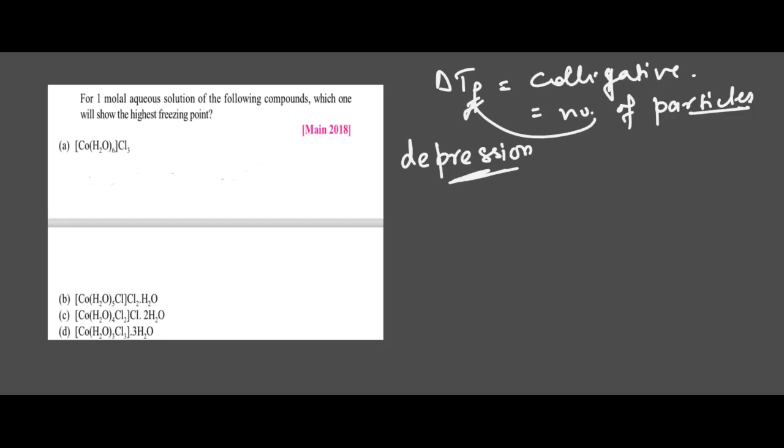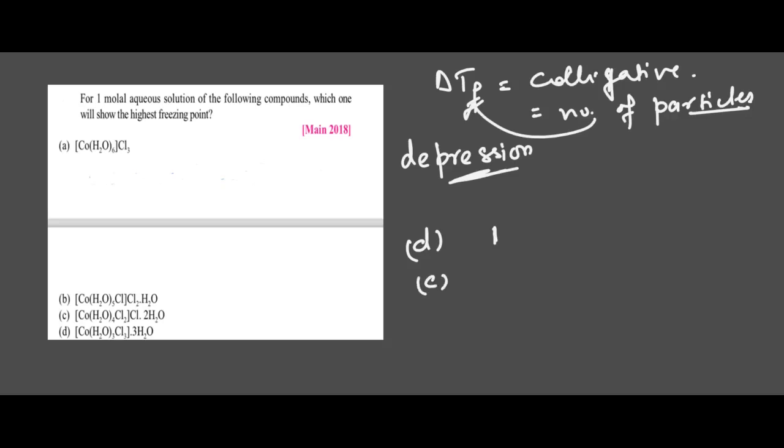Out of the 4 options given, I can see that in option D, the least number of particles would be produced. Why? Because in this case, there are no ions present outside the coordination entity. So how many particles are produced when it dissociates? Only one particle is there in case of D.